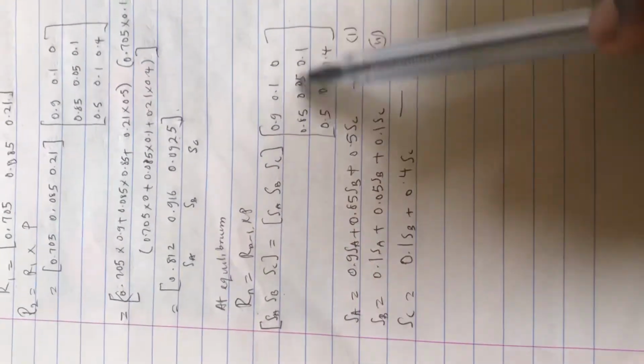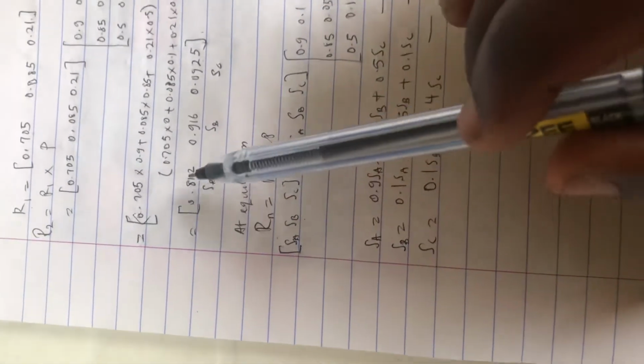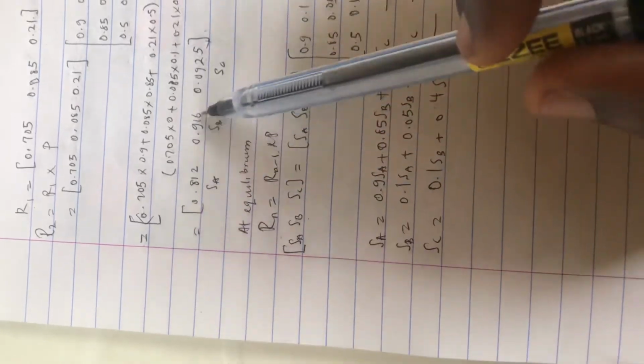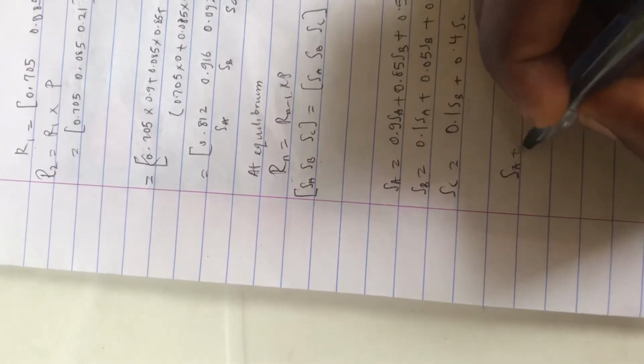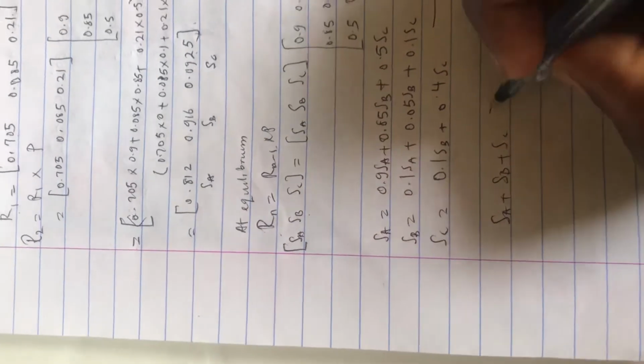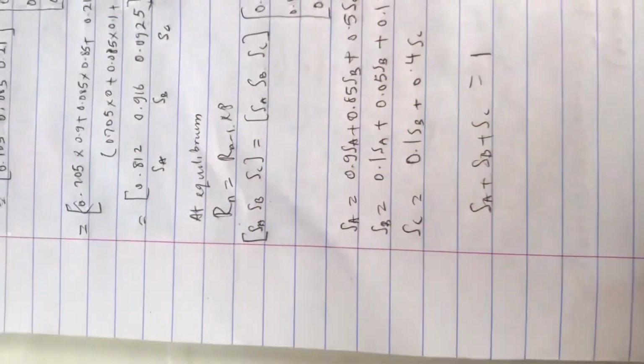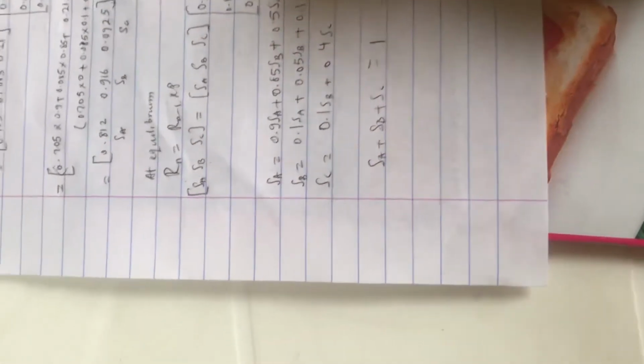But note, your probability is not greater than 1. That means your market share must not be greater than 1. So that means SA plus SB plus SC will be equal to 1. Okay, so now from equation 1 to 3, let me call this one equation 4. From equation 1 to 3, collect the like terms.